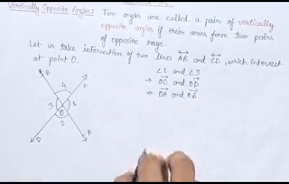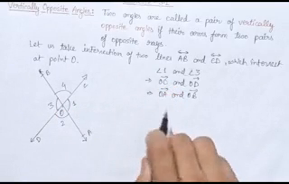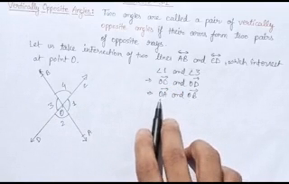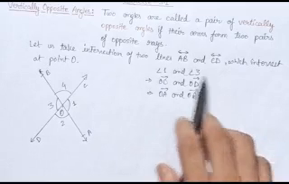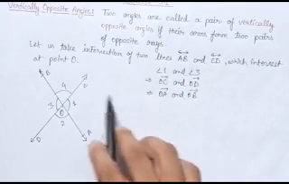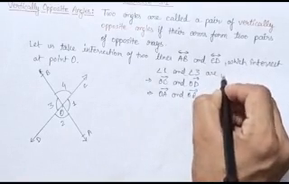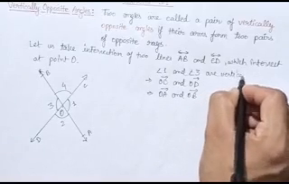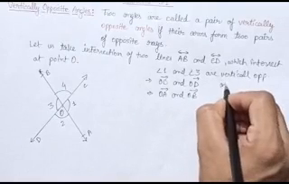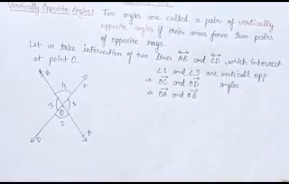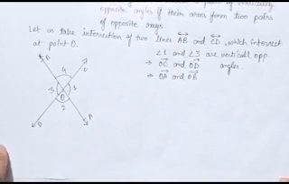It means for angle 1 and angle 3, there are two pairs: the first pair OC and OD, and the second pair OA and OB, which form opposite rays. Hence we can say angle 1 and angle 3 are vertically opposite angles. Similarly, angle 2 and angle 4 are also vertically opposite angles.